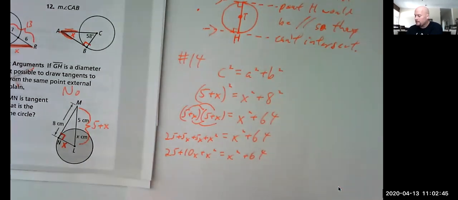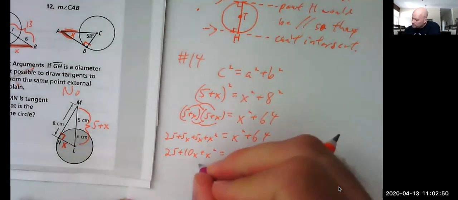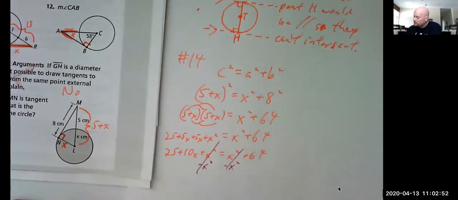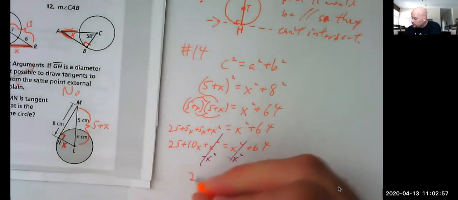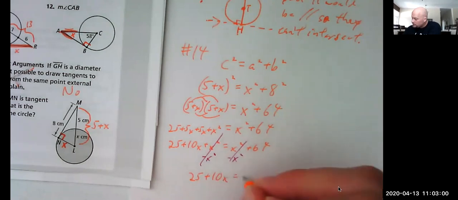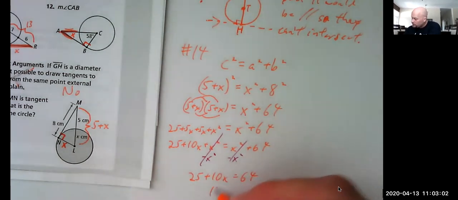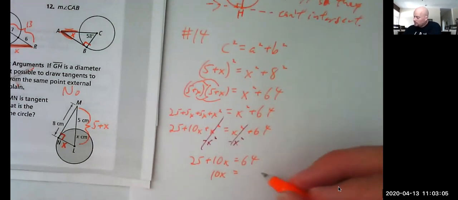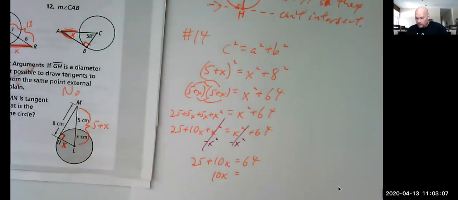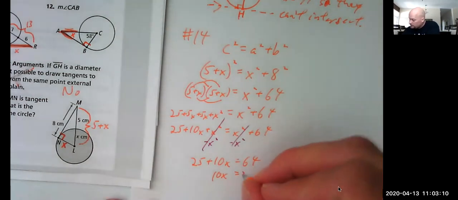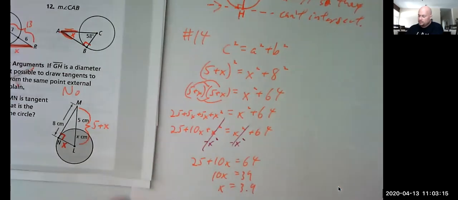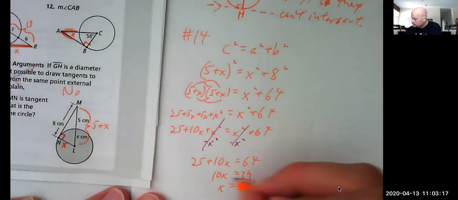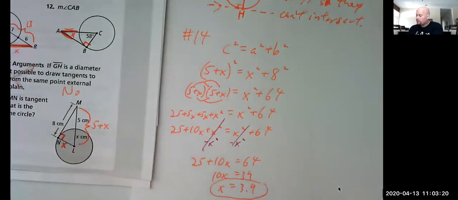Now, although we have a quadratic, this one actually turns out nice because we have X squared on both sides. We can subtract it off, and it cancels off on both sides. We no longer have an X squared, and we're no longer dealing with a quadratic. So 25 plus 10X equals 64. Bringing the 25 across, 64 minus the 25 leaves us with 39. And then divide by 10, and X is 3.9. And that is our radius, because we made our radius X.